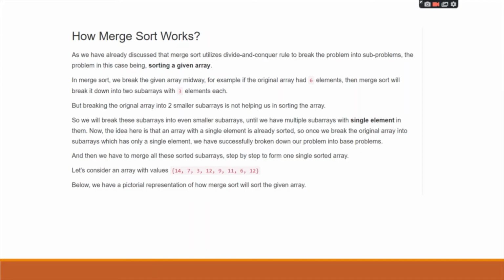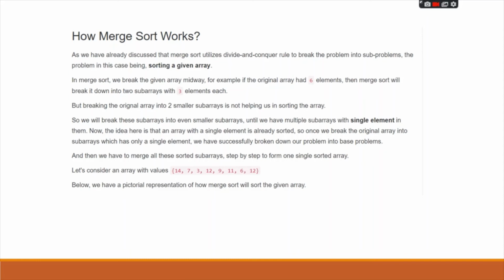So in merge sort, we'll be taking an array comprising a total of 8 elements. In merge sort we break the given array midway. For example, if the original array had 6 elements, then merge sort will break it down into 2 subarrays, 3 elements each.